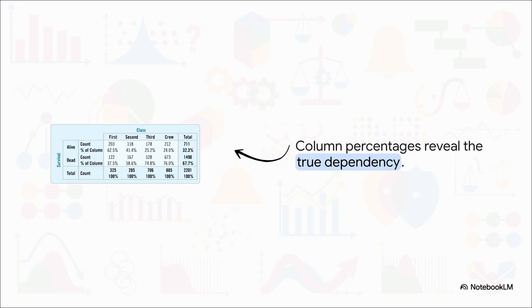Basically, we look at the percentages. Once we do that, the stark dependency is instantly revealed. 62.5% of first-class passengers survived, compared to only 25.2% of passengers down in third class. And that right there is the pure power of a well-made contingency table.